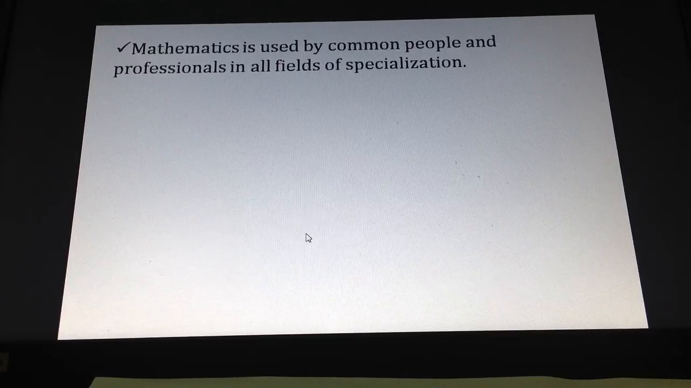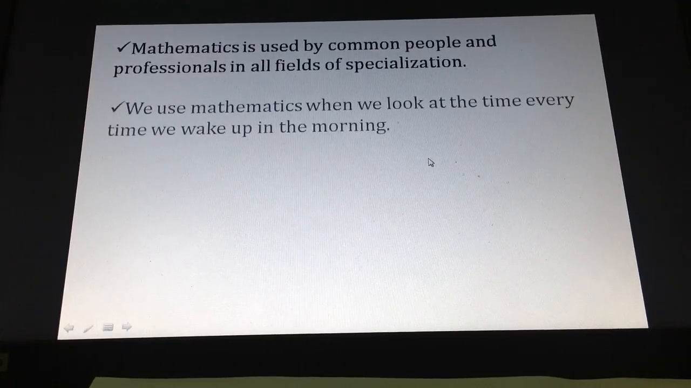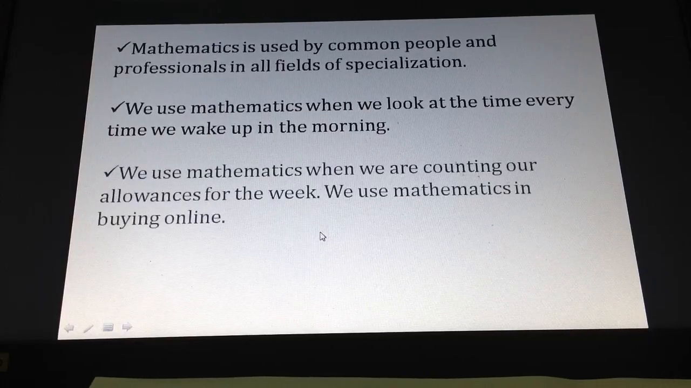So, mathematics is used by common people and professionals in all fields of specialization. Bakit ginagamit siya ng common people? So, syempre, sa araw-araw natin pamumuhay, we always deal with money and simple arithmetic using money is one use of mathematics. So, we use mathematics when we look at the time every time we wake up in the morning. So, pag umaga, ang una natin ginagawa ay tingnan ng oras. Ano nga bang oras na? And that is an example of mathematics. We use mathematics when we are counting our allowances for the week. We use mathematics in buying online.